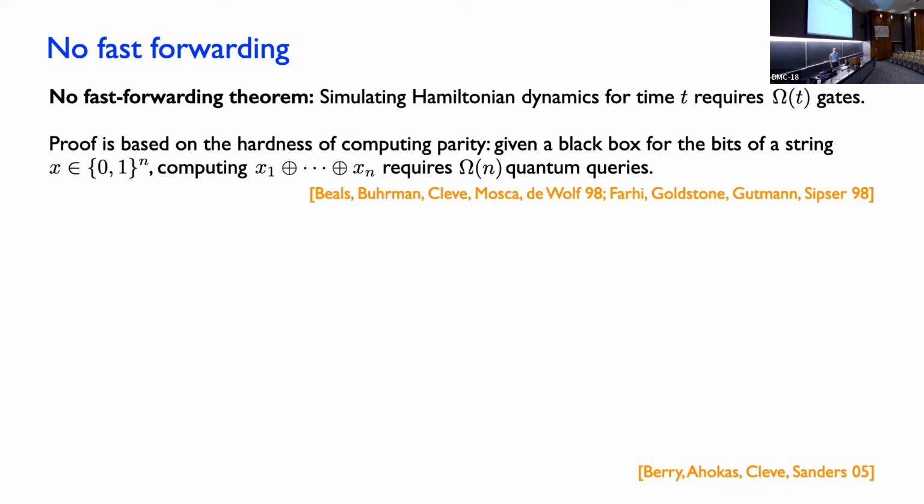A way of proving this in this query model for black box, sparse Hamiltonians is to think about the problem of computing parity. If I am given a black box for the bits of an n bit string, and I want to compute whether the number of ones in that string is even or odd, in other words, I want to compute the XOR of all of the bits, then you need to make at least n quantum queries to do that. This was proven in a couple of papers in 1998 that are referenced here.